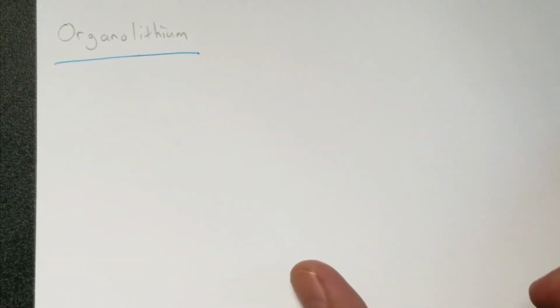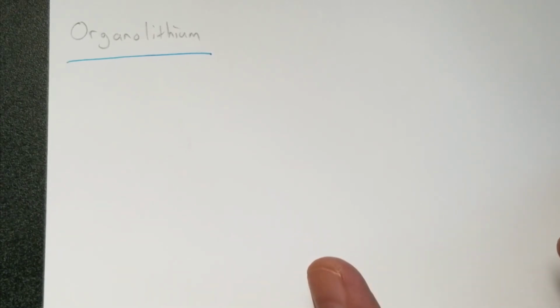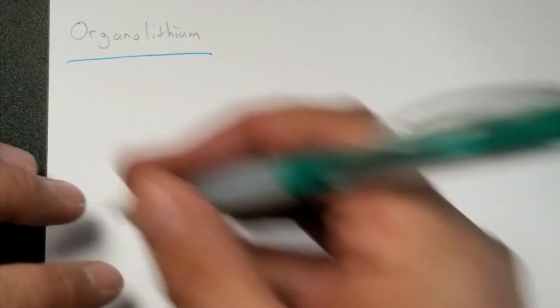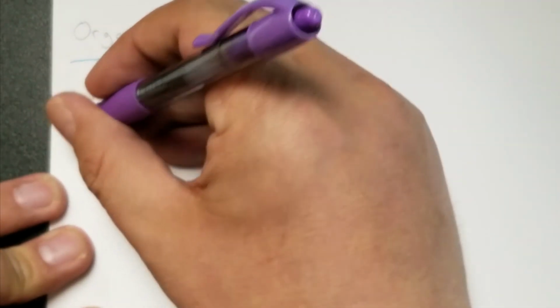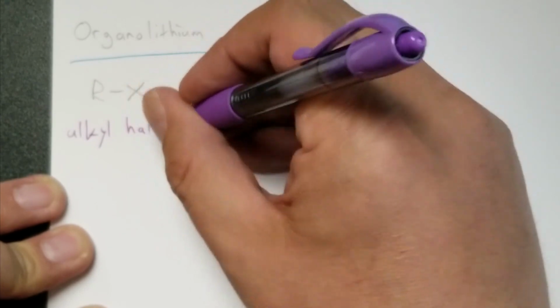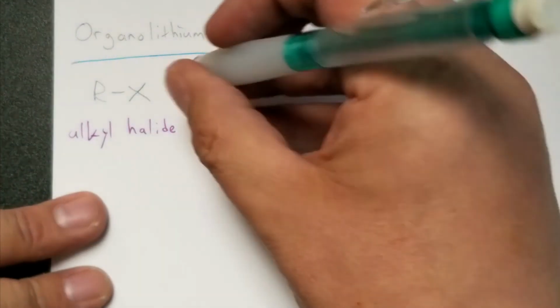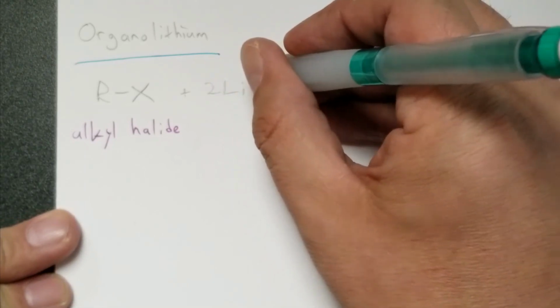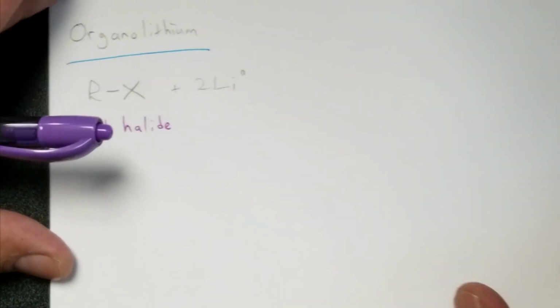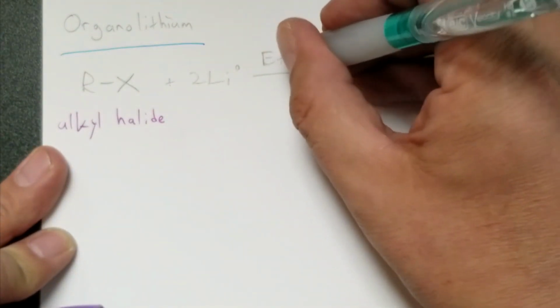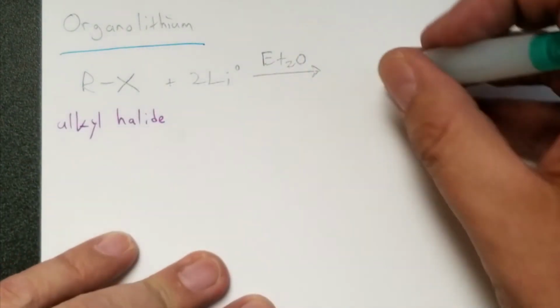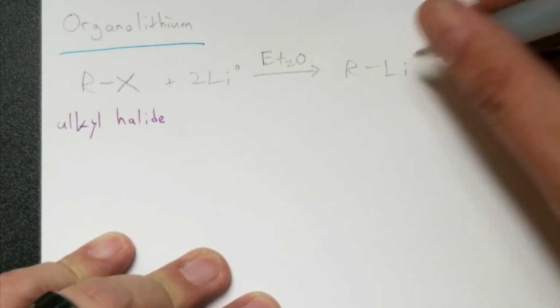organolithium. I'm not going to go over the mechanism of how these are formed. I am going to go over the reactions, how they actually work with organic compounds. In general, what we do is take an alkyl halide, that is your RX. Alkyl halide plus 2 moles of lithium metal. That's the metal there, not the ion. Super reactive with water. And we have to have ether as our solvent, Et2O, and we will get the organolithium compound, which is this.